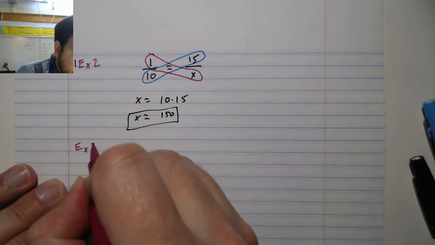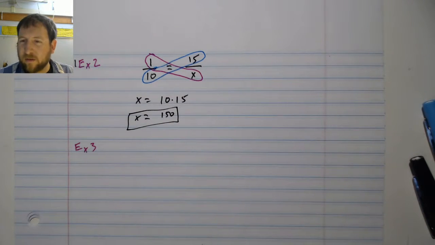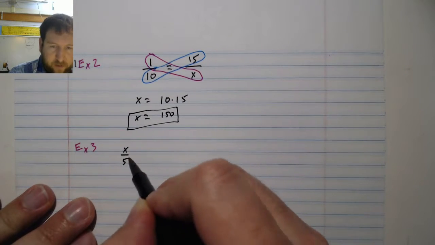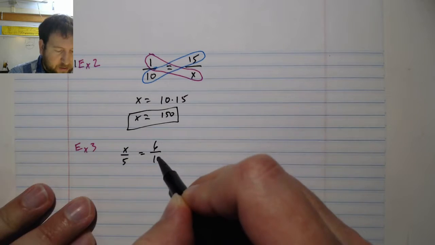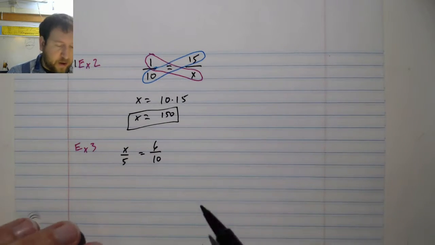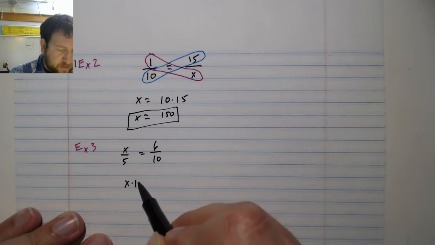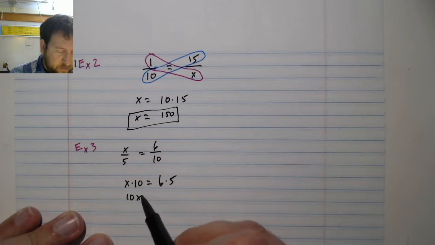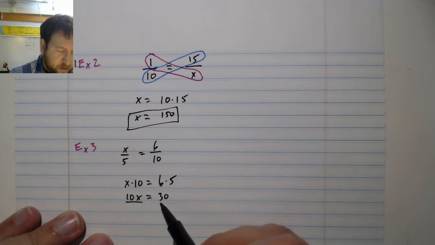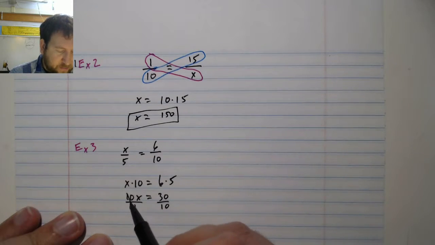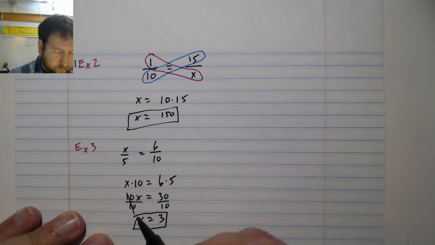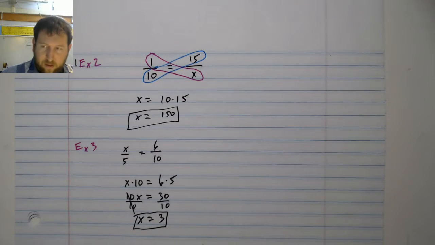If you feel like you get it and you want to go on, go ahead. I'm going to probably do about 2 more examples if you'd like. All right. Example 3: X over 5 equals 6 over 10. We're going to cross product. So this just gives me x times 10 equals 6 times 5. 10x equals 30. Divide both sides by 10. I have x equals 3. Okay. One more.